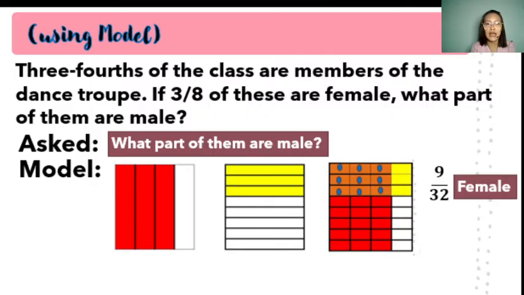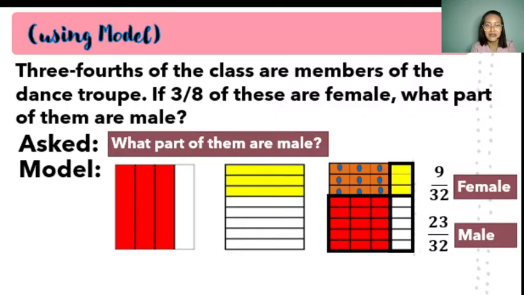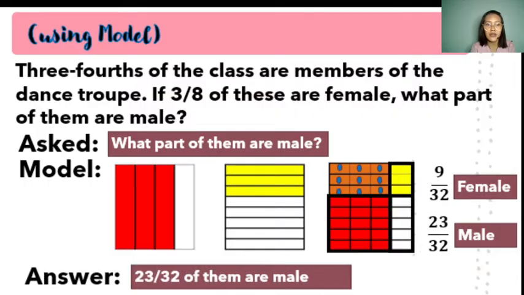Paano po natin mahanap yung number na yon or yung fractional part na yon? So, para po mahanap, i-count lang po natin yung mga hindi kasama dun sa product. So, yung yellow, red, at walang kulay. So, by doing so, the numerator is 23. What about the denominator? Same denominator with the product, which is 32. And that represents the male. Therefore, our final answer is 23/32 of them are male.